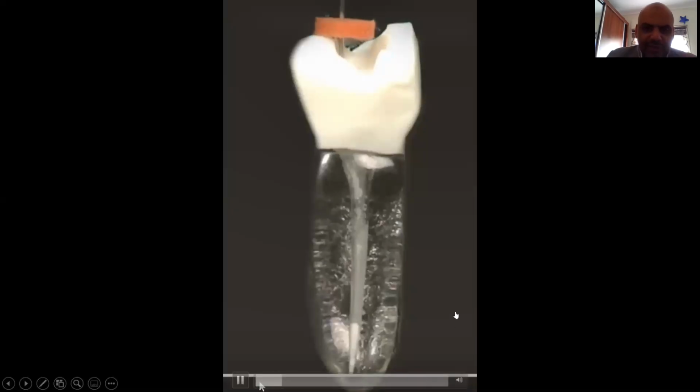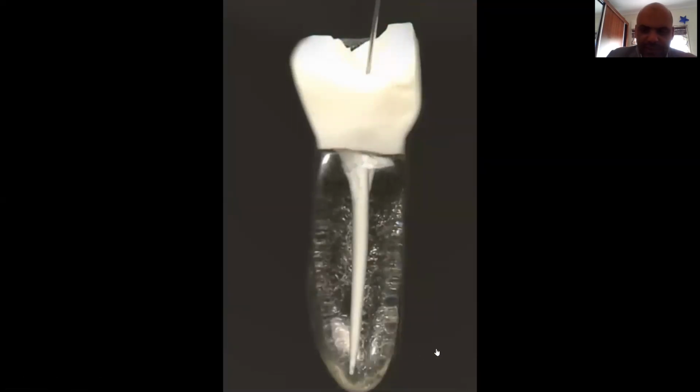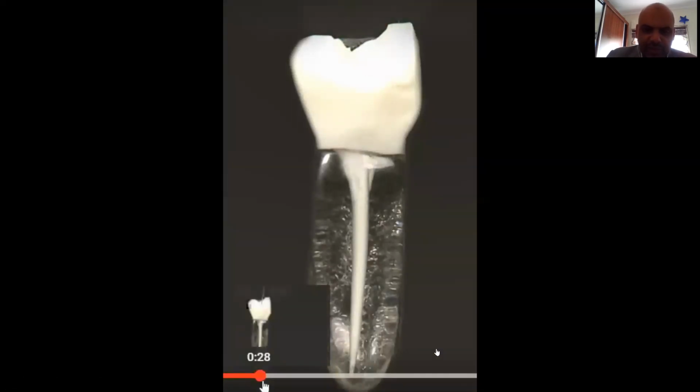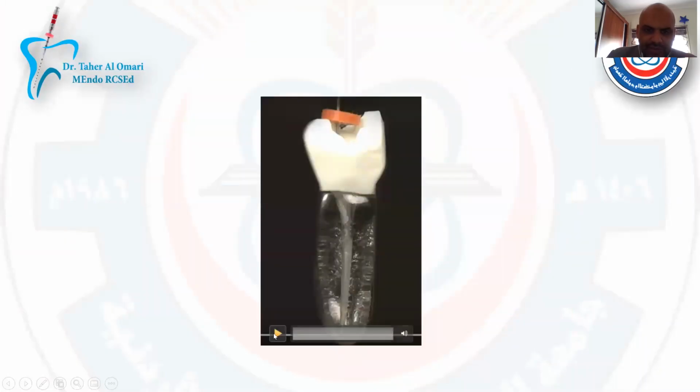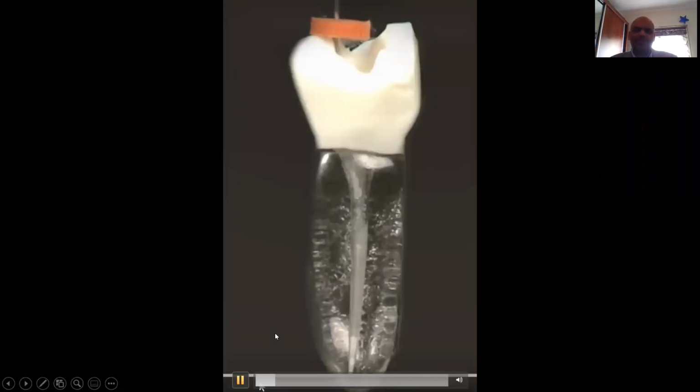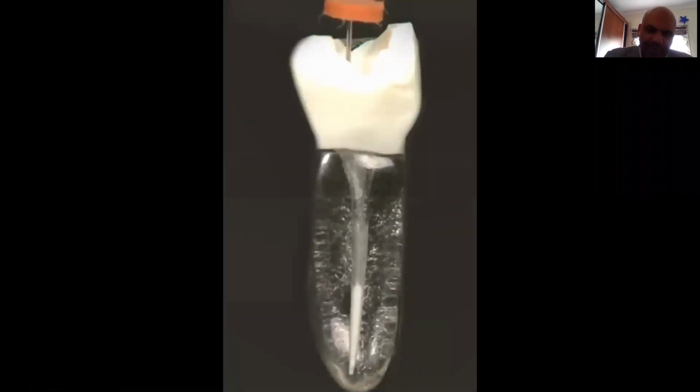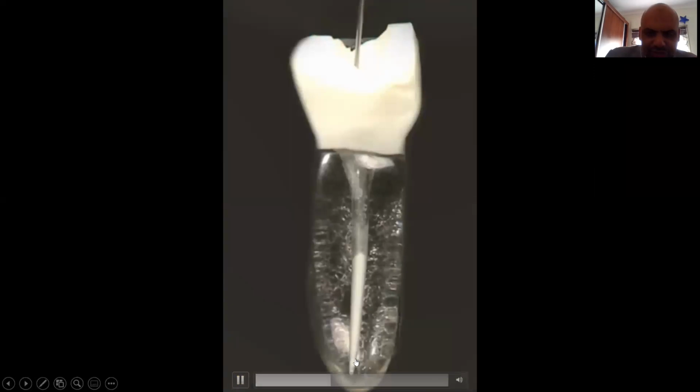This is an example of placing calcium hydroxide by injection. We insert the tip 2 millimeters short of the working length, and we inject the material, and while we inject, we withdraw. Let me repeat this video first. So this is by injection. We insert the tip down up to here, and then we inject.